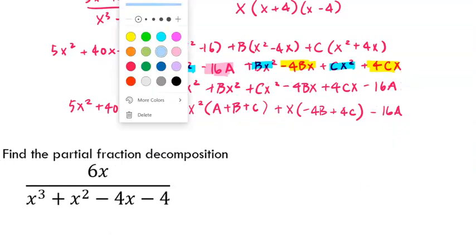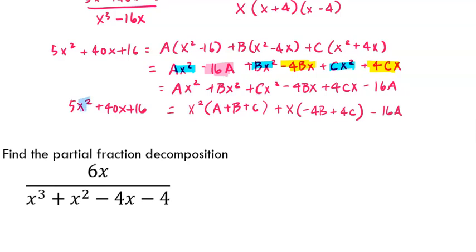I'm going to use some pretty colors for this. We have an x squared here and an x squared here. So that means that the 5 and a plus b plus c are going to be equal to each other. So that's our first one: 5 equals a plus b plus c.